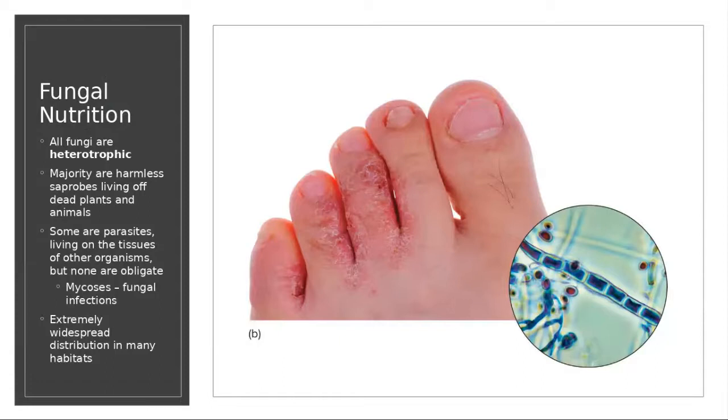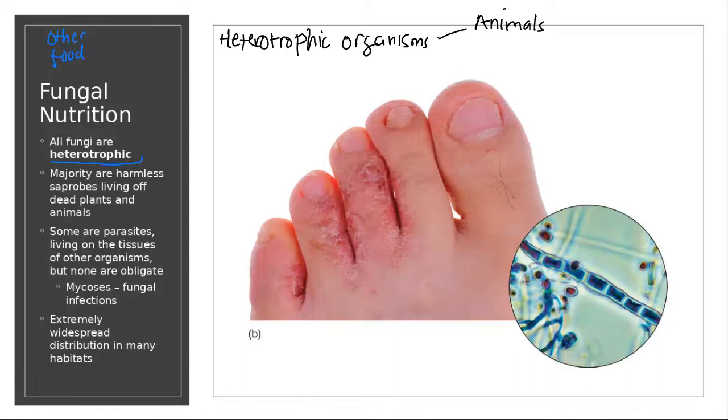Regarding fungal nutrition, they are heterotrophic. Hetero means others. Trophic means food. It means that these fungi have to get food or nutrition from others. They are unable to make their own food. All organisms that are unable to make their own food are called heterotrophic organisms. This includes animals like humans, because animals cannot make their own food, they have to eat other organisms. And then fungi, they have to absorb the nutrients from that organism.